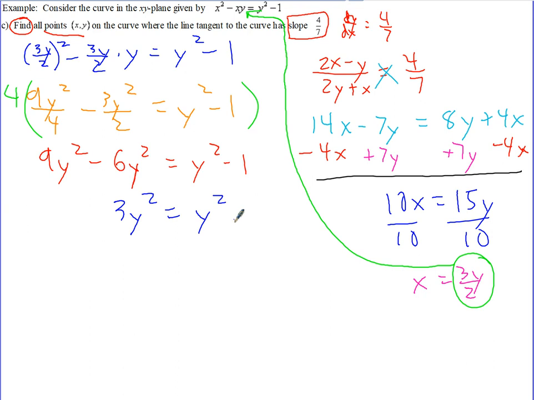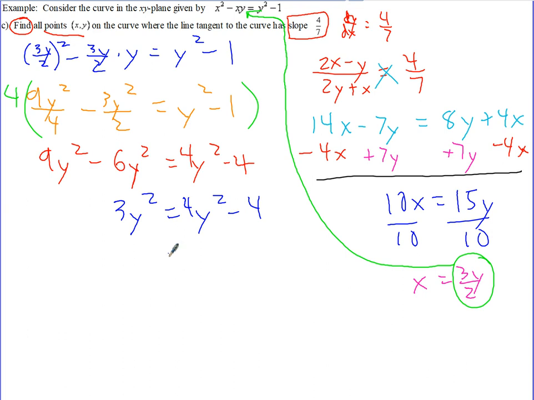Whoops, I accidentally forgot to distribute the 4 times the negative 1, so it should be minus 4. And I forgot to distribute times the y squared also, sorry about that. 4y squared minus 4. We get 3y squared equals 4y squared minus 4.